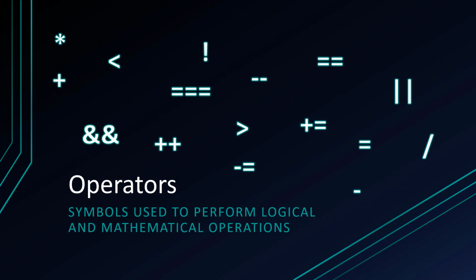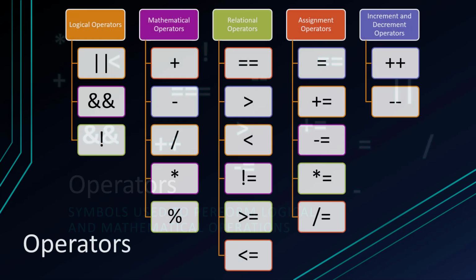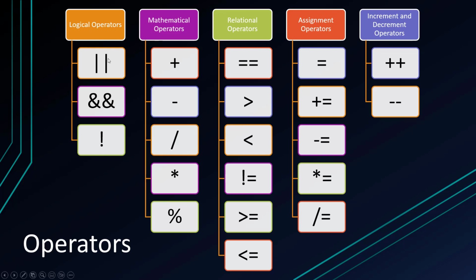Operators are symbols used to perform logical and mathematical operations. So for example, if I have a logical operator, for example, or, that would be represented by these two lines here. And if I want to say this and something, then I would use two ampersands. If I want to say not, I would use this exclamation point. These are logical operators. Mathematical operators include adding, subtracting, dividing, multiplying, or taking a percent of something.